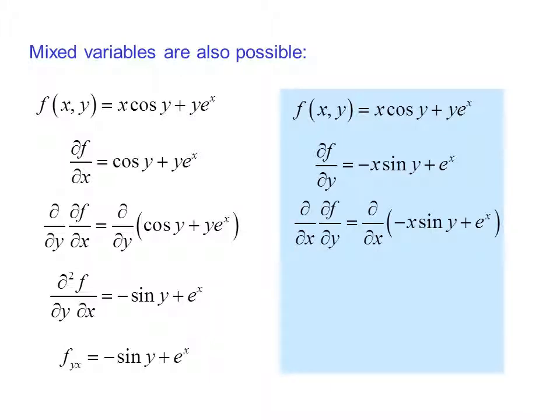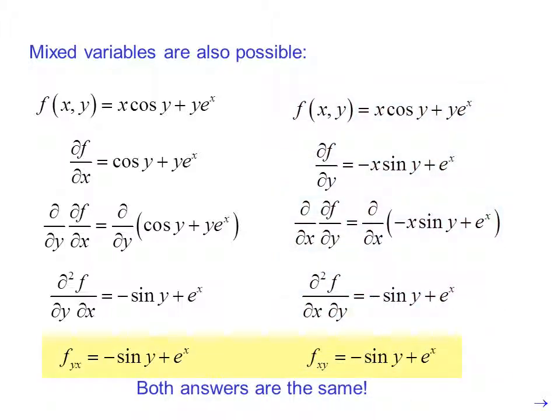Now taking the partial of that with respect to x, we get the partial with respect to x of negative x sine y plus e to the x. So now we treat sine y as a constant, and we get the second derivative of f with respect to x and y is negative sine y plus e to the x. Or f sub xy equals negative sine y plus e to the x. Notice that both answers are the same.